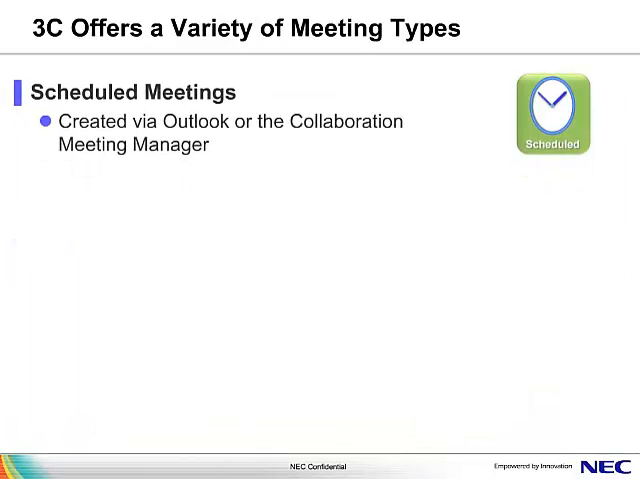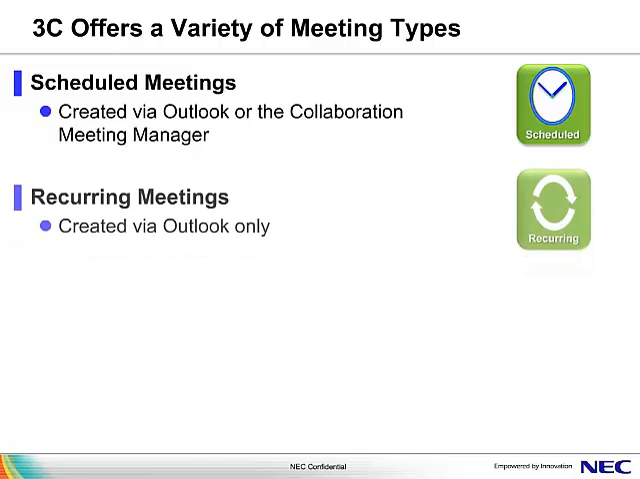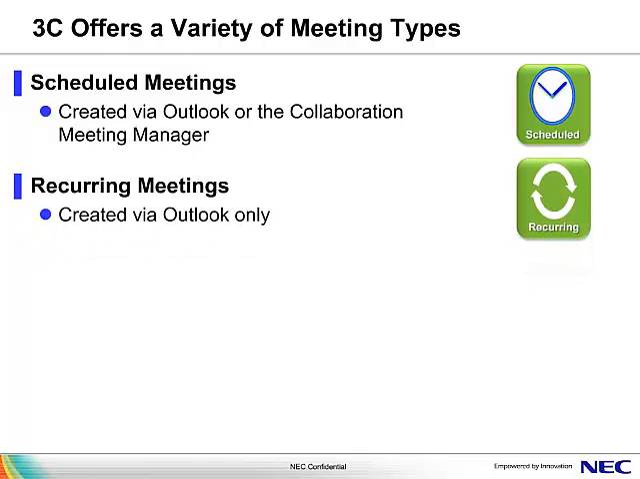There are 4 different meeting types. Scheduled meetings are created via Outlook or the Collaboration Meeting Manager, CMM, for a specific date, time, and duration. The scheduled meeting can be open webinar style or by invitation only. Recurring meetings are meetings scheduled for multiple instances and can only be scheduled through Outlook. These meetings will appear in the Collaboration Meeting Manager and can be managed from there. Recurring meetings can be modified without impacting other meetings.